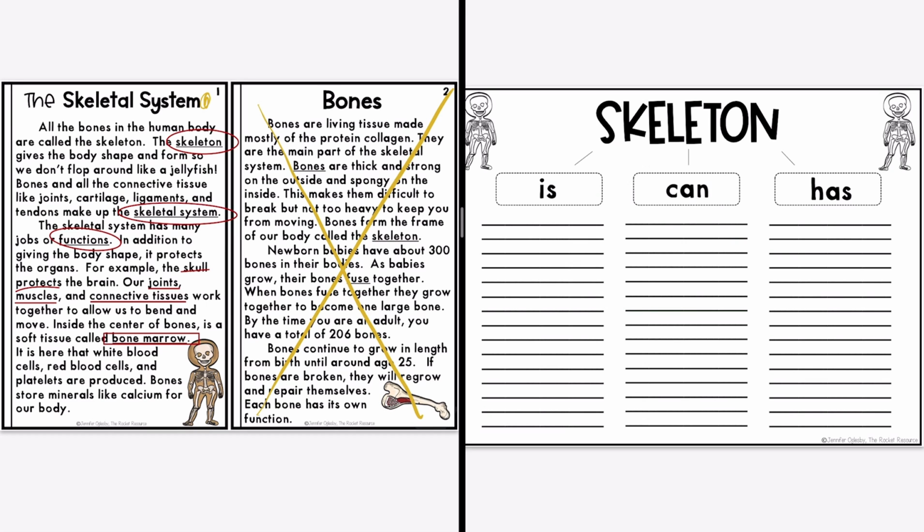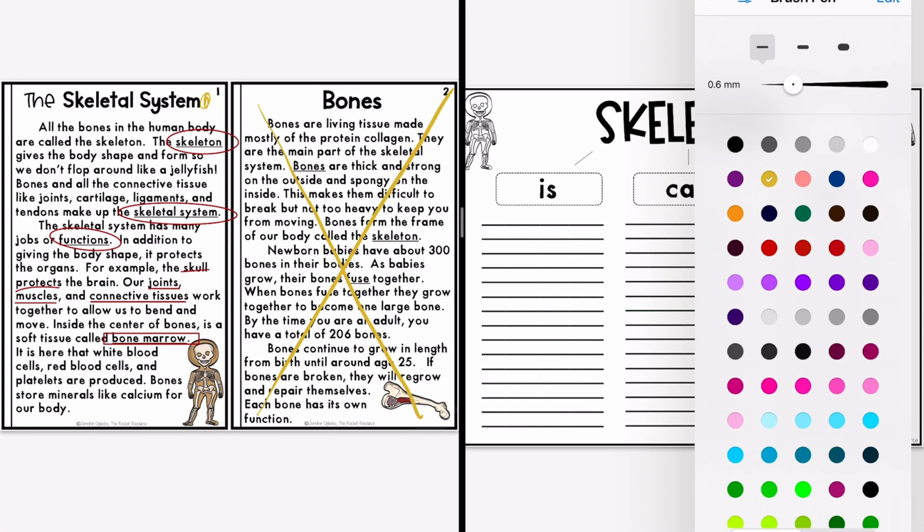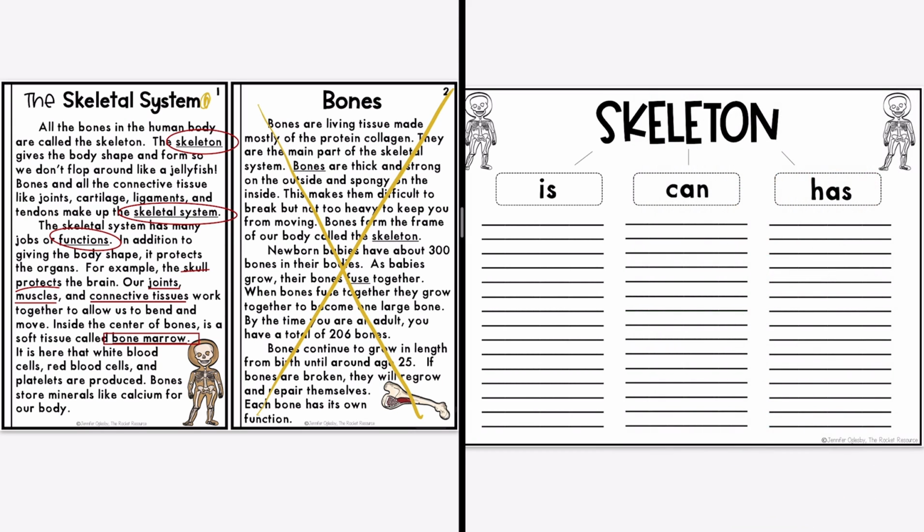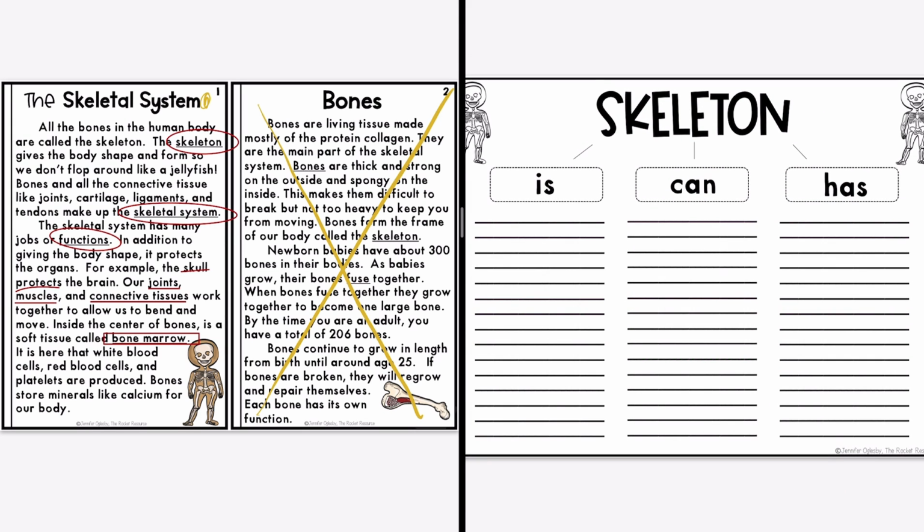All right, so let's start with the skeletal system is. All right, so, is or can or has. I'm just going to go through and read each sentence and see if it goes into the skeletal system is, or the skeletal system can, or the skeletal system has category. All the bones in the human body are called the skeleton. The skeleton is, the skeleton can, the skeleton has.